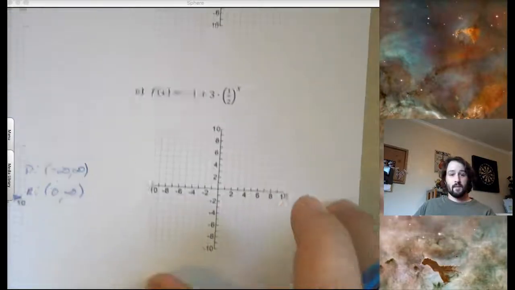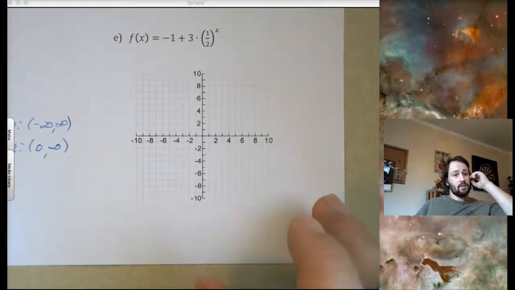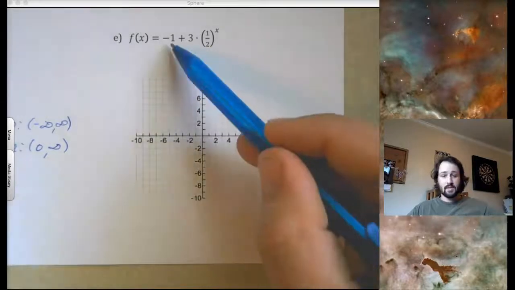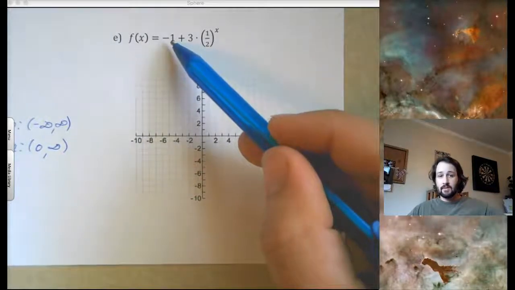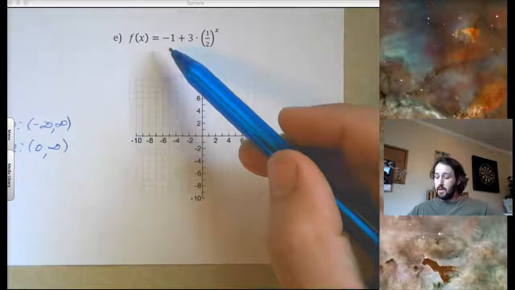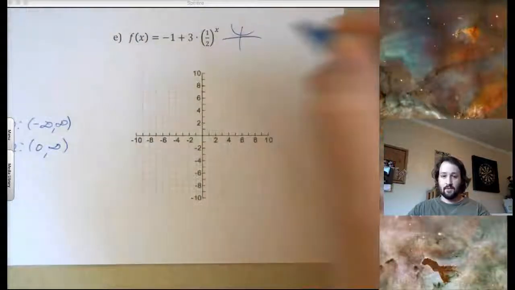All right. And this one, I have negative 1 plus 3 times 1/2 to the x. So what this negative 1 does, it's not with the x, so it moves it in the y direction, so it's going to move everything down 1. I notice also that I have a base that's 1/2, so I know I'm going to have a decay function.